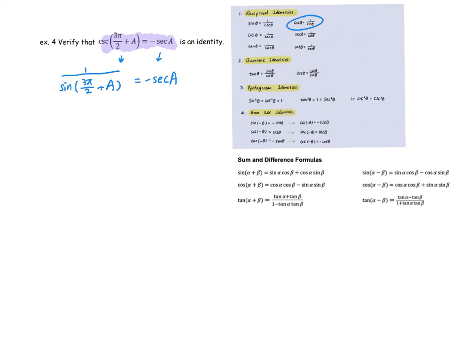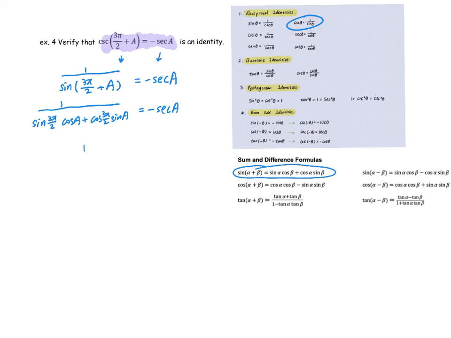Now I see sine of two numbers adding together. Do we have a formula for that? Sine of A plus B is sine A cosine B plus cosine A sine B. So that becomes sine 3 pi over 2 cosine A plus cosine 3 pi over 2 sine A. That equals the right-hand side. We didn't do anything to it, so keep it there.